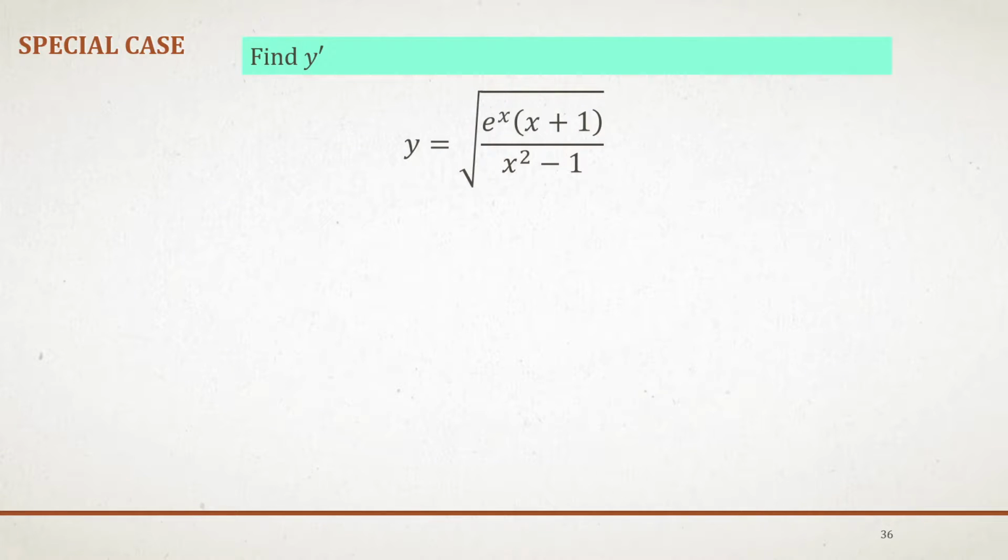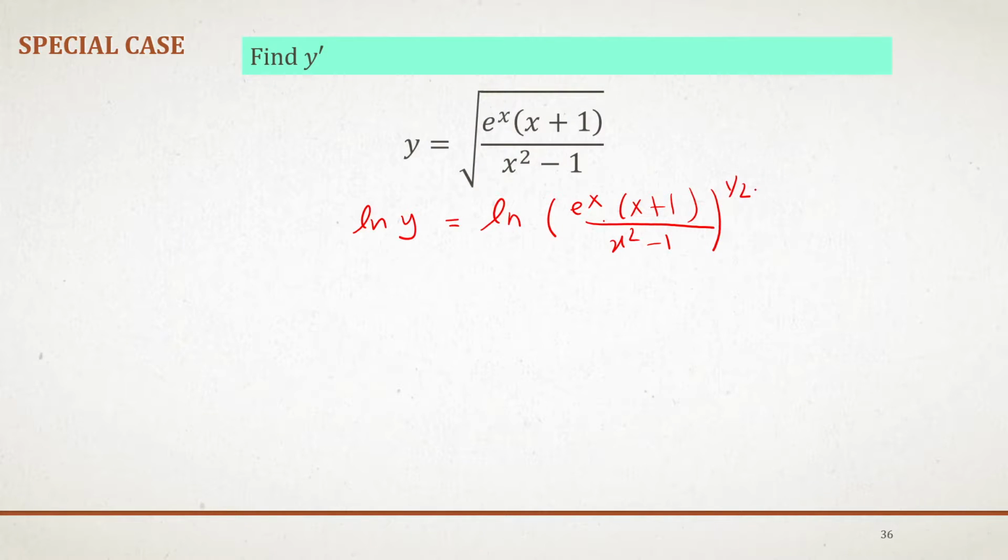What they expect you to do is take both sides with the natural logarithm, ln y, and then you take ln, so you are going to have x plus 1 divided by x squared minus 1, and the whole thing to the power of half. By applying the rules before this, this one I can bring in front, 1 over 2 ln.